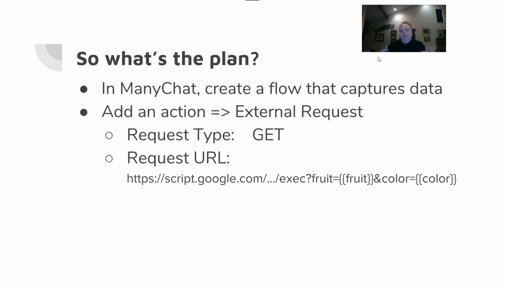So it will be something like, hey, give me the name of a fruit and what's the color of that. And once we finish asking those two questions, we can add an action via external request, and it will be type GET. Even though we are going to send data, I'm not going to use POST, because in POST it expects JSON and we want to send the variables as URL parameters.